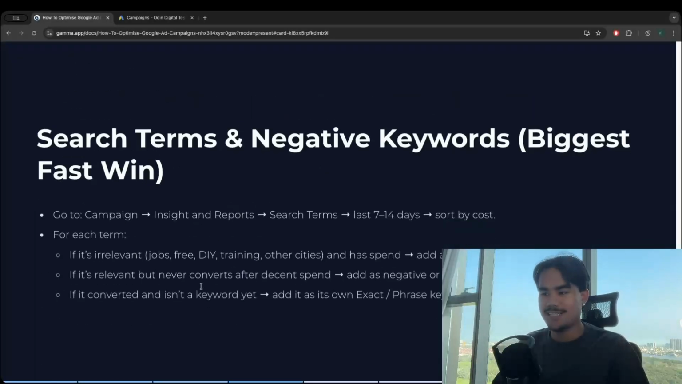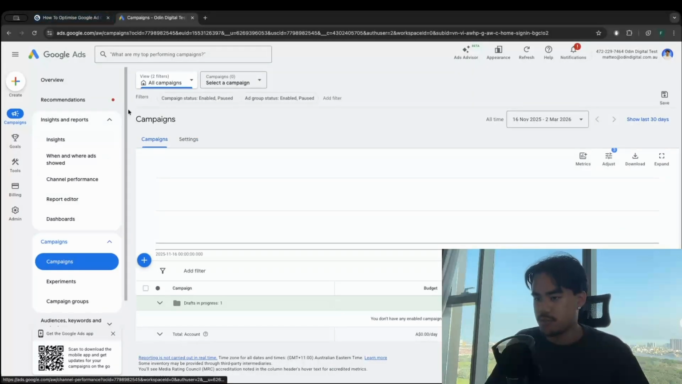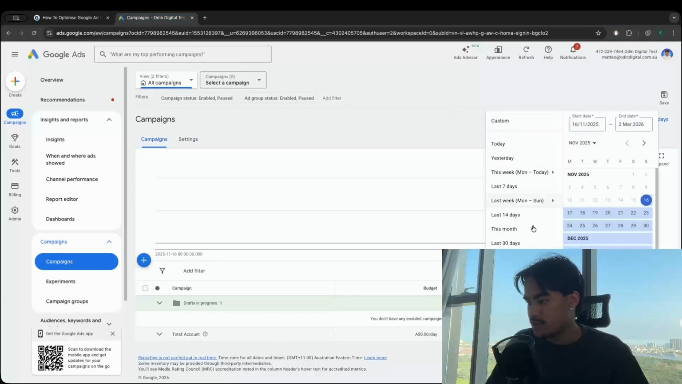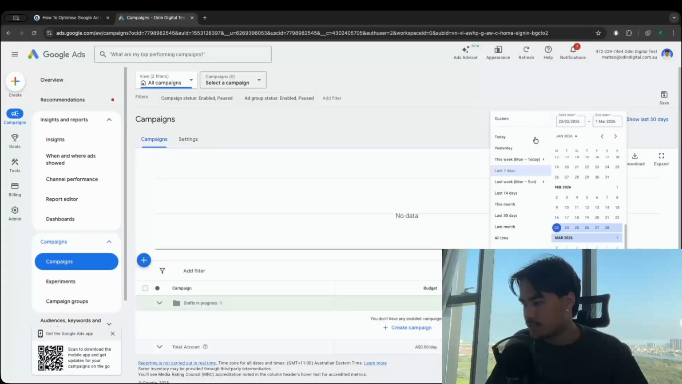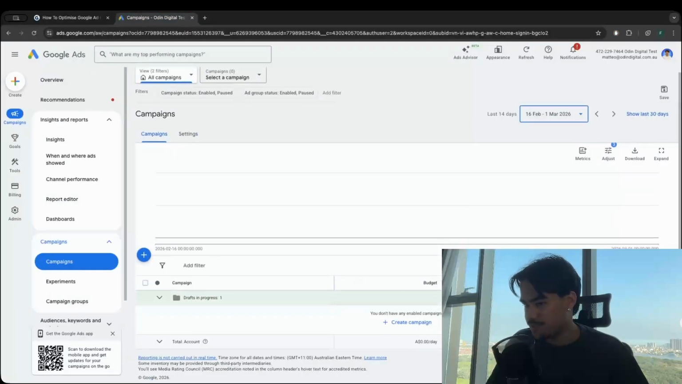Cool. So next is search terms and negative keywords, which is your biggest fast win, right? So you want to go to campaign, insights and reports, and then search terms, as you can see here. So it would go under here. I'm just using a test account, but you'll see the search terms here. And you want to look at the last 7 to 14 days, right? So that would be last 7 days or last 14 days here or last week, right? And you want to sort it by cost. So there'll be a bunch of columns here.